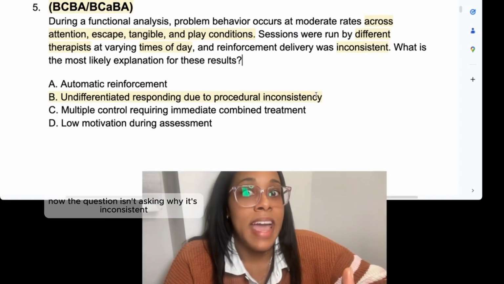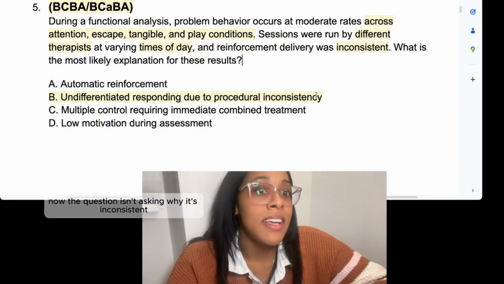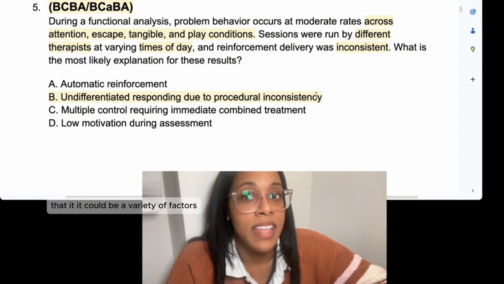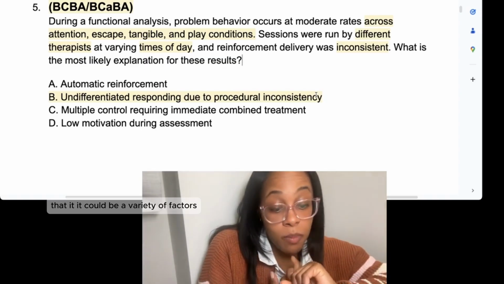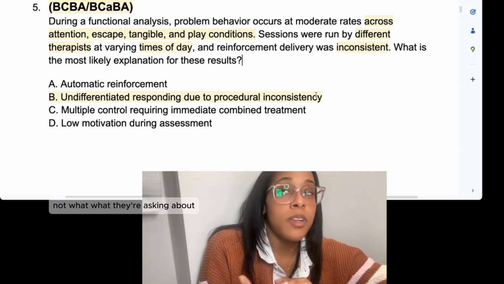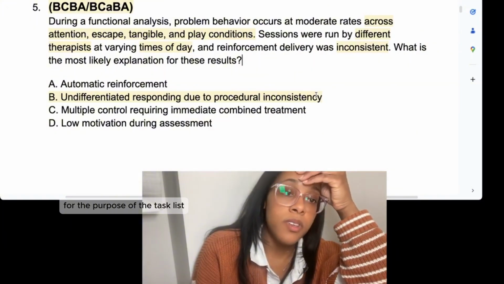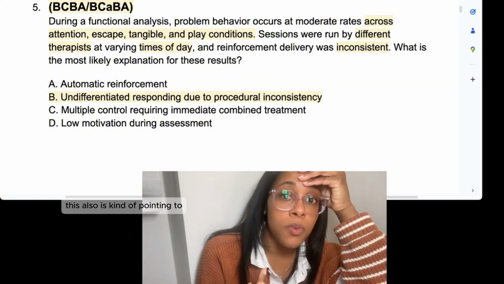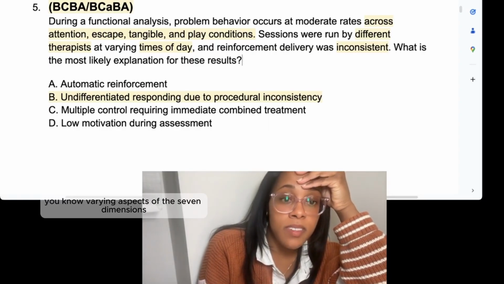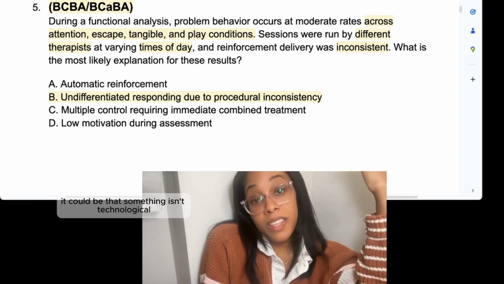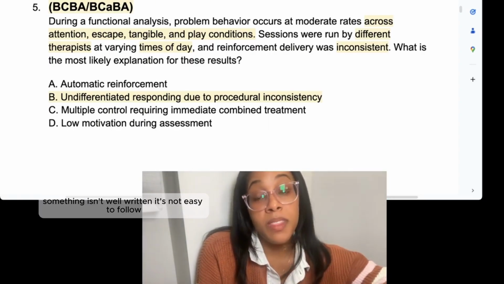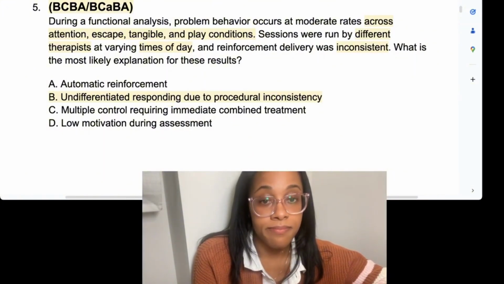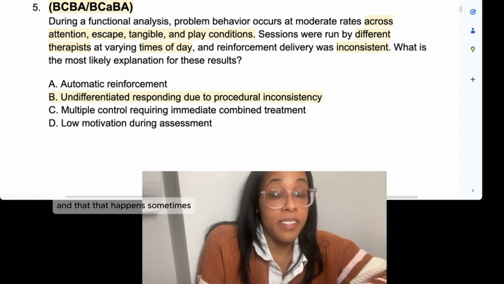Now, the question isn't asking why it's inconsistent, but we can see from the information they're giving us that it could be a variety of factors. This isn't what they're asking about. I just want to go through it for the purpose of the task list. This also points to varying aspects of the 7 dimensions. It could be that something isn't technological, something isn't well written, it's not easy to follow. And sometimes that happens.